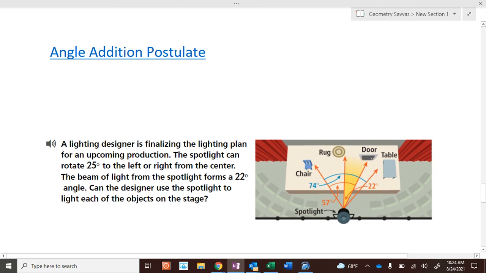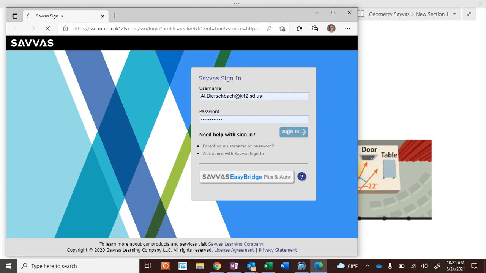Okay, the angle addition postulate. Let me go here, and it'll log me in.